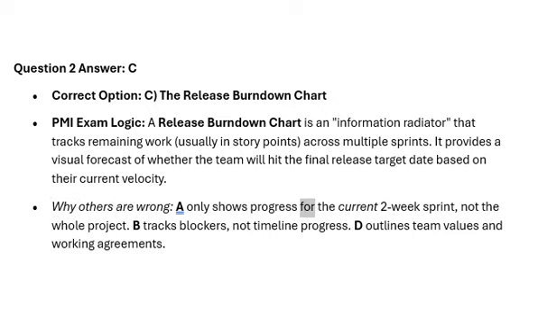Why others are wrong. A only shows progress for the current 2-week sprint, not the whole project. B tracks blockers, not timeline progress. D outlines team values and working agreement.